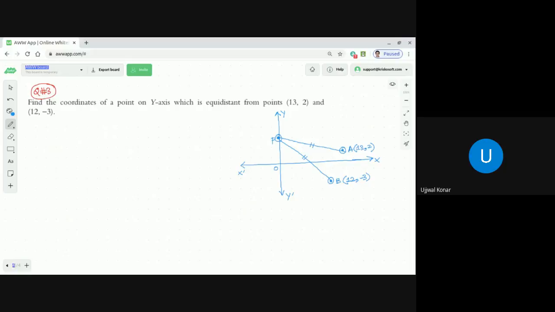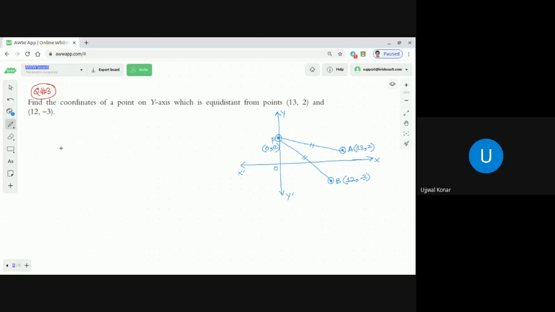So how do we proceed with this kind of question? Dear students, any point on the y-axis, what will be its coordinates? 0, something. Exactly, fantastic. So we can take the coordinates of the point P as 0, alpha, or let's take 0, a. All our task is to find the value of a, isn't it?